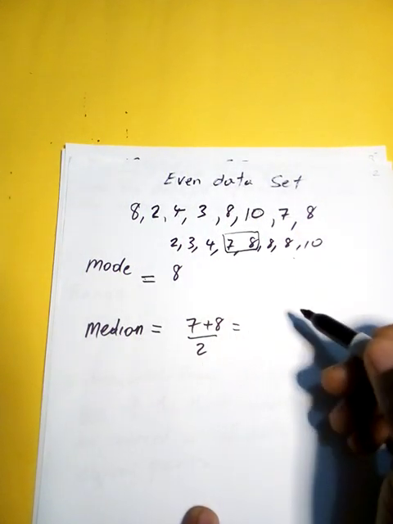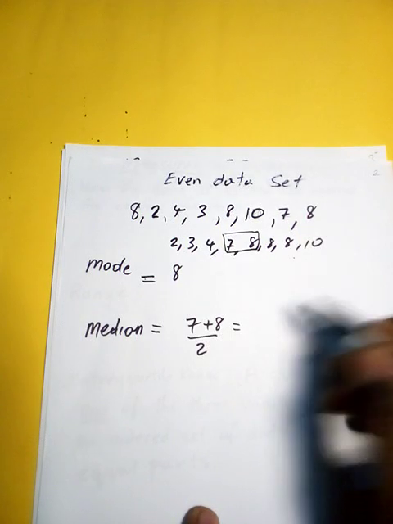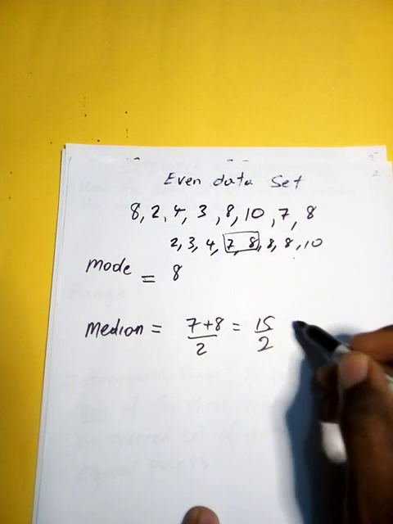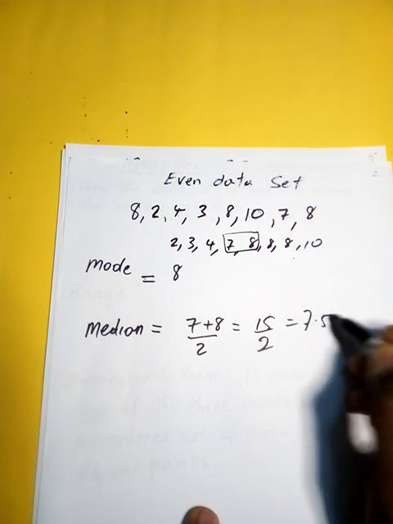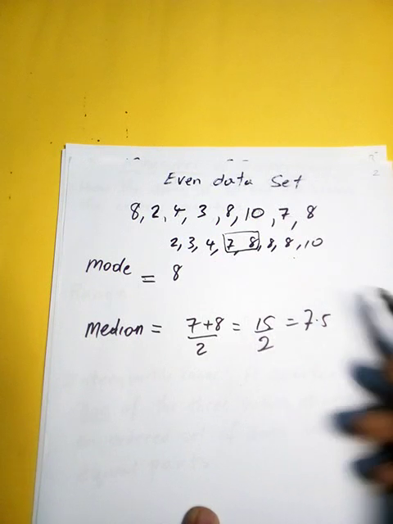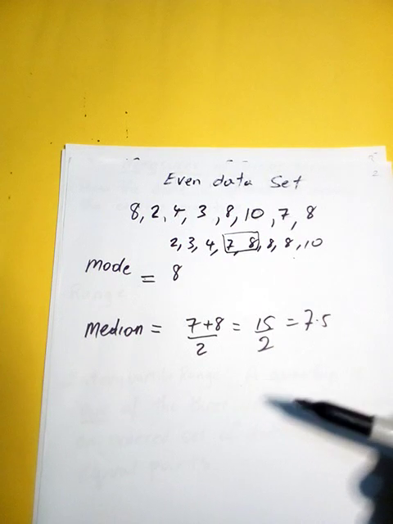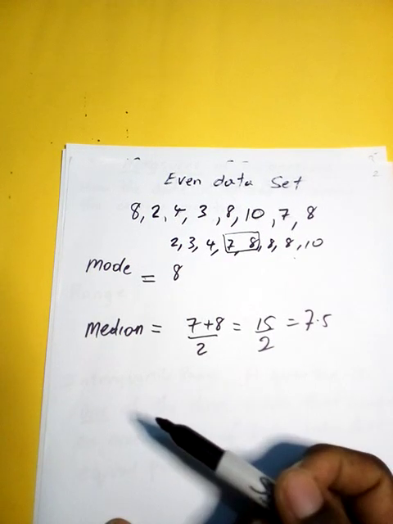So in this case, 8 and 7, 15 divided by 2, and we get 7.5. Round off will almost get us 8. So it's an even set. We have to add the 2 numbers that fall in the middle and divide by 2.